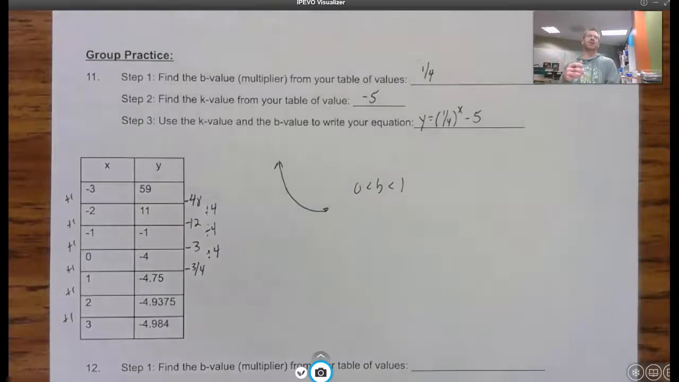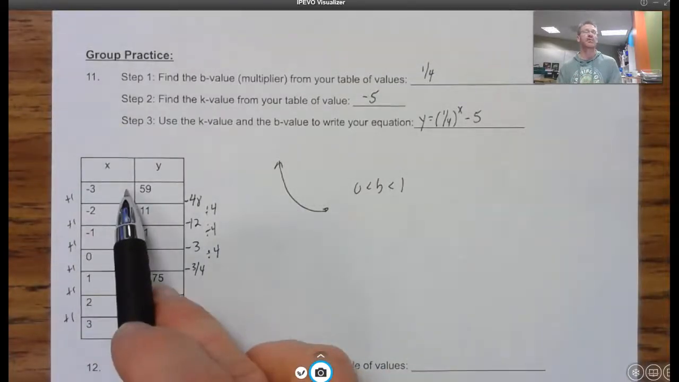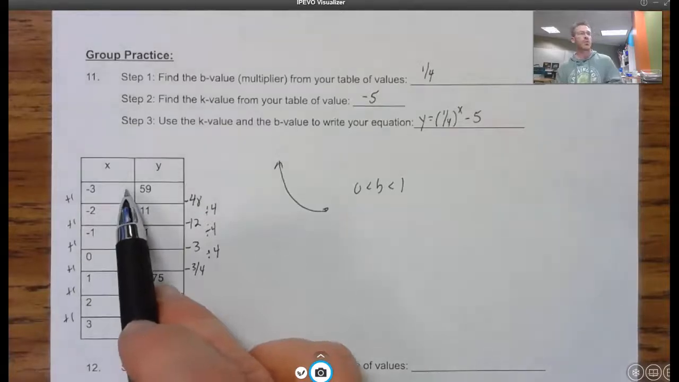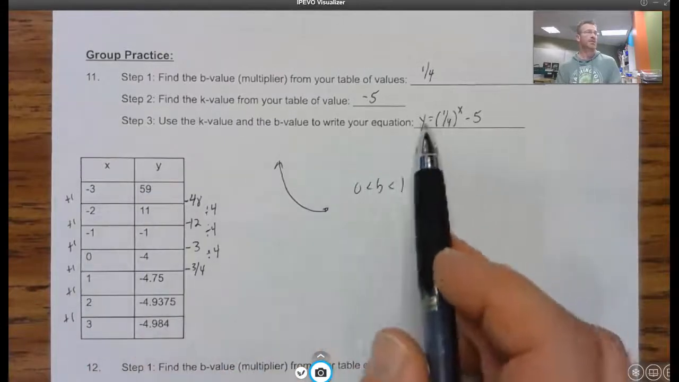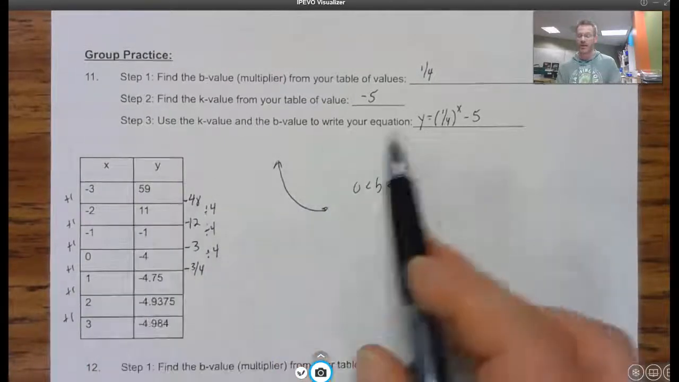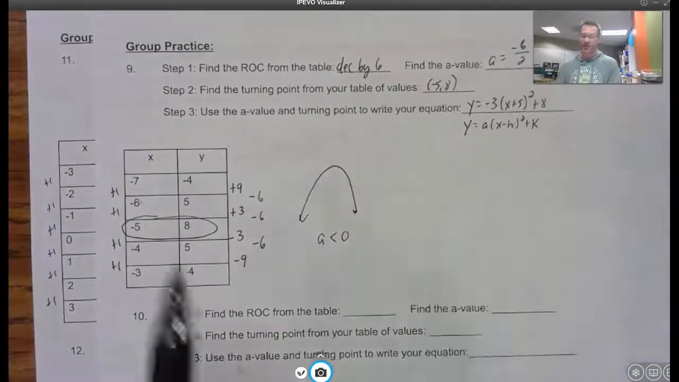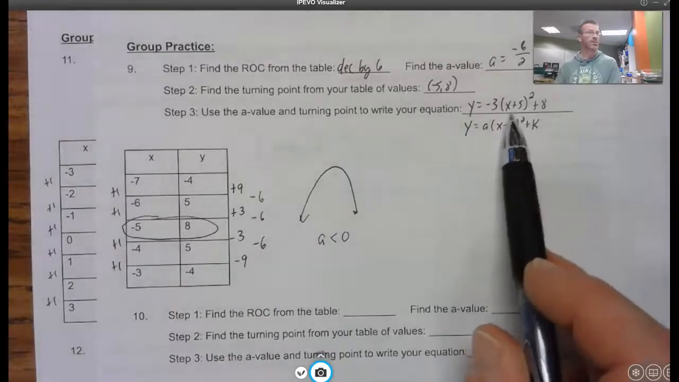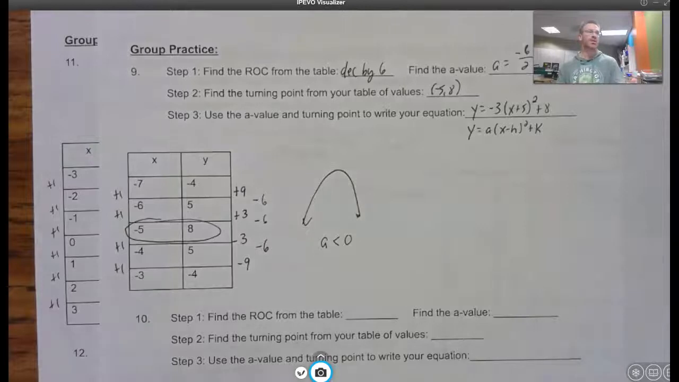Now, I didn't mention this with any of our other table work, but one of the ways you could check your work, all right, is if I have the correct equation, when I plug in my x values, I should generate this y value. So that's a great way to check your work when you're writing the equation from a table. So if I plug in negative 3 into this equation, I should get 59. If I plug in negative 2, I should get negative 5. So same thing over here with our quadratic. If I plug in negative 7 into this equation, I should get negative 4. So that's another built-in check that you could use, all right, to verify that your equation is correct.